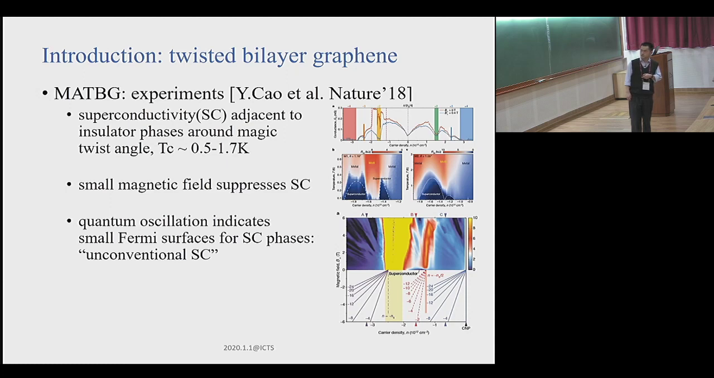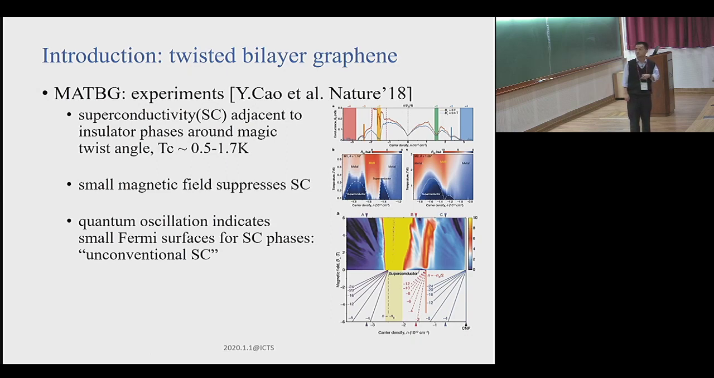For this superconducting dome, I think it's too small for you to see here. For this region, the oscillation indicates that you have a rather small Fermi surface. If you compare the ratio between the superconducting gap, or Tc, versus the Fermi energy, it is a very large ratio, actually comparable to unconventional superconductors like cuprates. So they claim this is an indication that you have unconventional superconductivity.